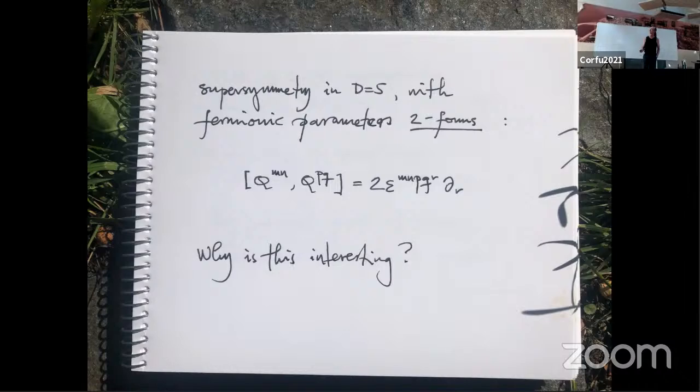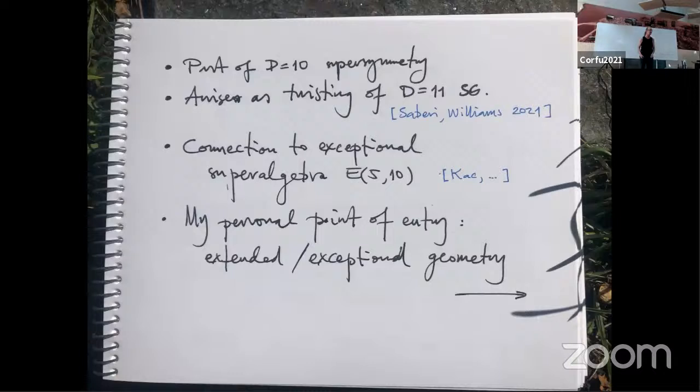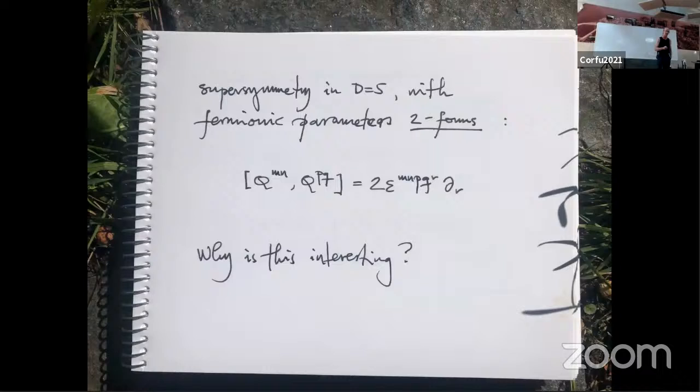One is that this is sort of part of the 10-dimensional supersymmetry. You just reduce a 10-dimensional spinor to five dimensions. Take SO(10) to SO(5) or SU(5) or SL(5), and this two-form will be an interesting part of the spinor.